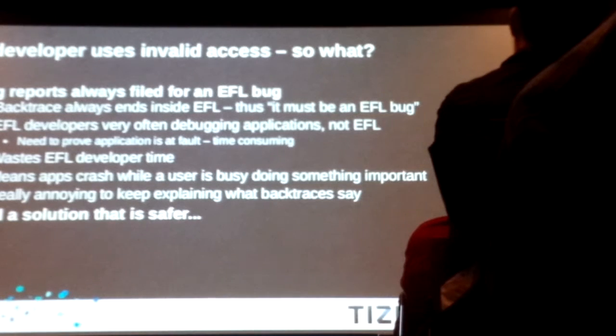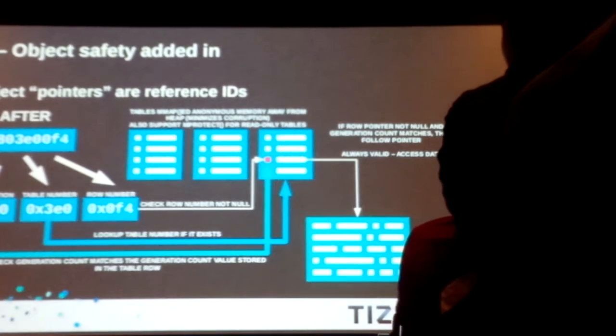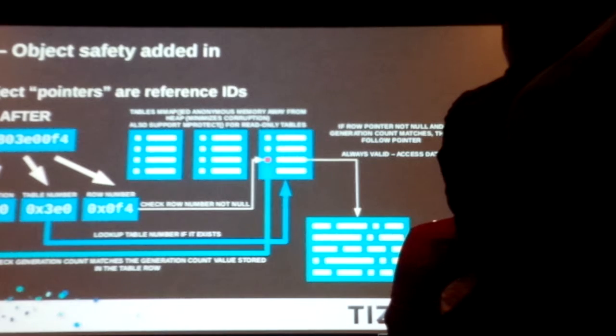And it's also really annoying to have to keep telling people what backtraces are, how memory works, etc. So we needed a solution that's safer. So this is what we came up with. Instead now, for compatibility, every object pointer looks like a pointer, but it's not. What we do is use either a 32-bit value, or a 64-bit value on 64-bit, in which we stuff an ID. And that ID is stealing an idea from Windows. We have a generation count. And Windows people actually had a really good idea there. So we have a generation count, you have a table, and then a row entry.